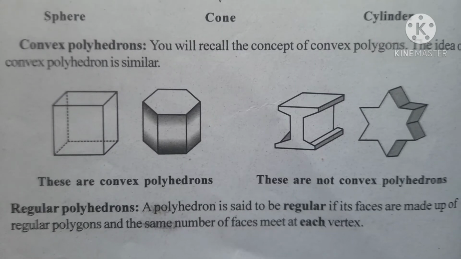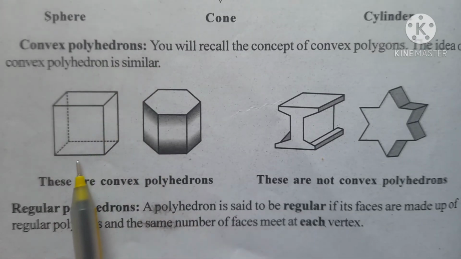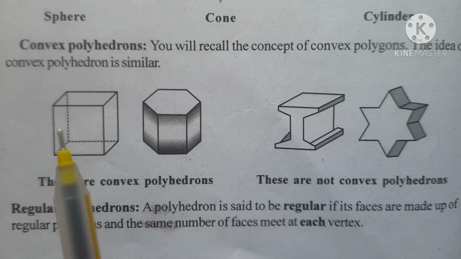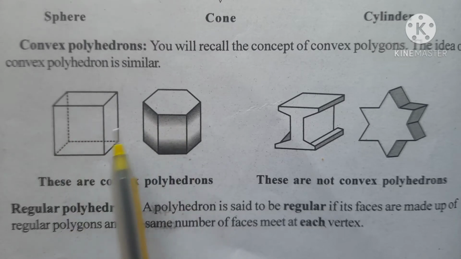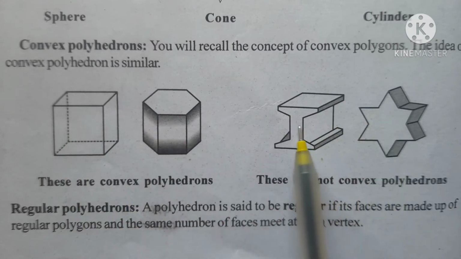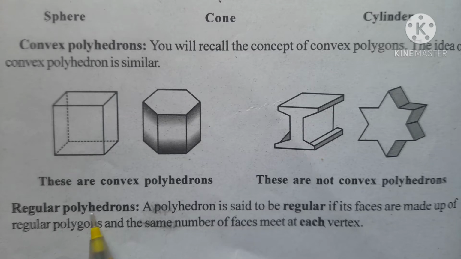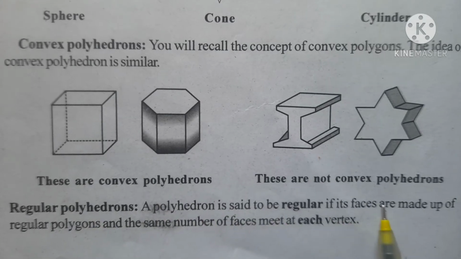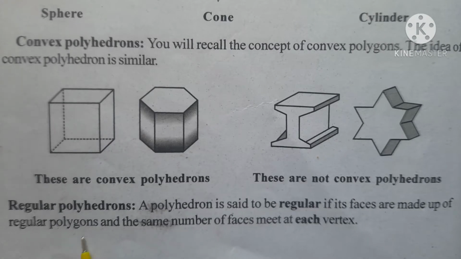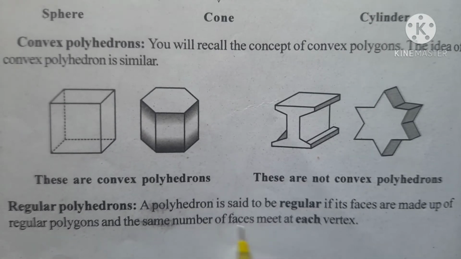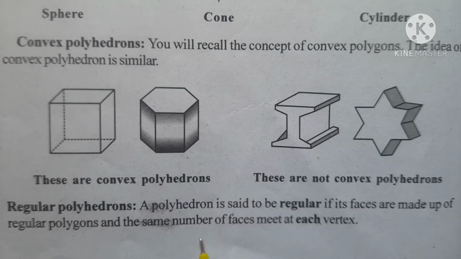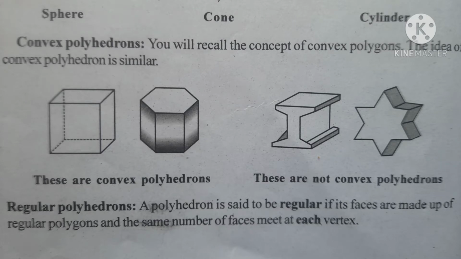Now moving on further, this is a convex polyhedron. You have studied about convex and concave quadrilaterals in the previous chapters. The same thing here. These two are convex polyhedrons and these are not convex polyhedrons. Regular polyhedrons I have just now explained. A polyhedron is said to be regular if its faces are made up of regular polygons and the same number of faces meet at each vertex. Means all the faces should be congruent to each other, then they are called regular polyhedrons. Just now I gave an example of a regular polyhedron.